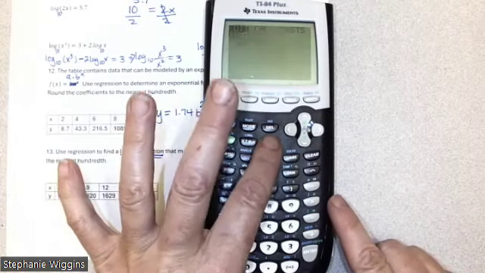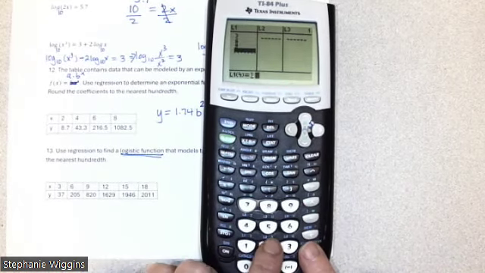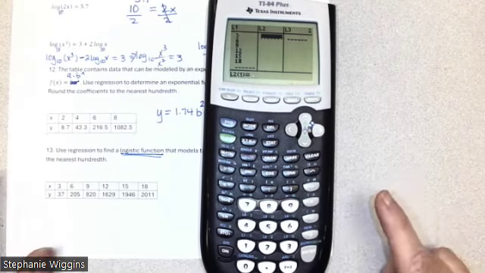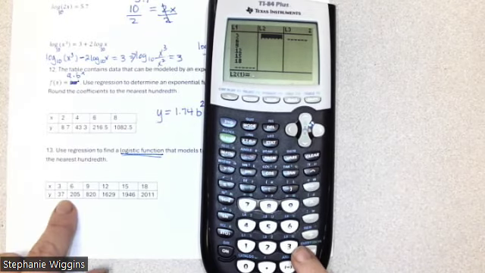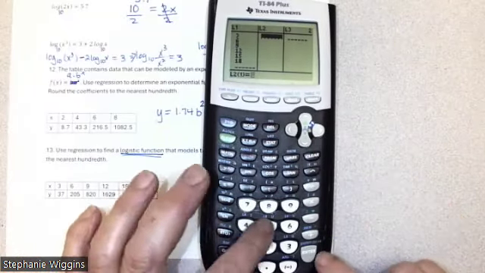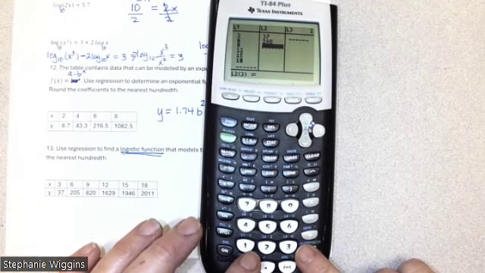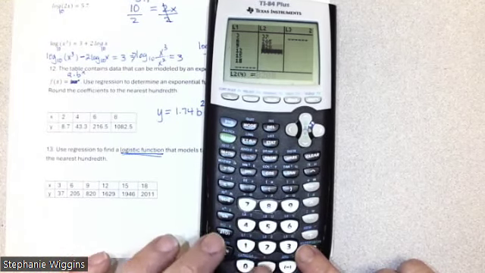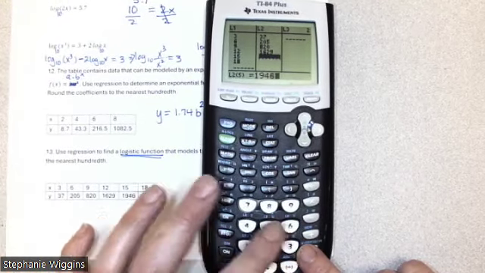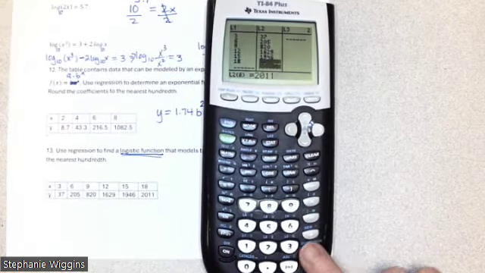Okay. Stat, edit, 3, 6, 9, 12, 15, 18. And then we have 37. Oh, wait, I almost did it again. No, yeah, 37. Now we're doing list 2. 205, 820, 1629, 1946, and 2011. Okay, there we go.